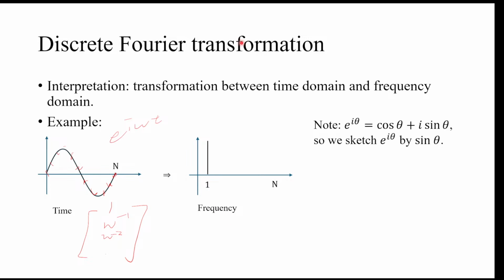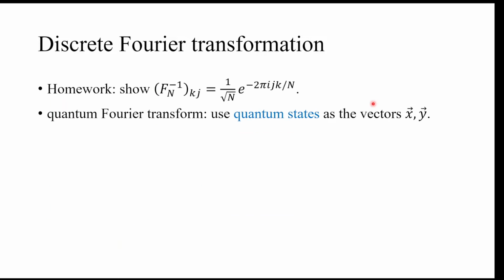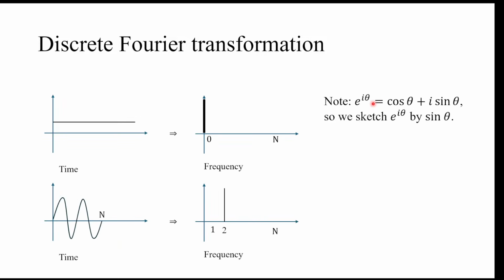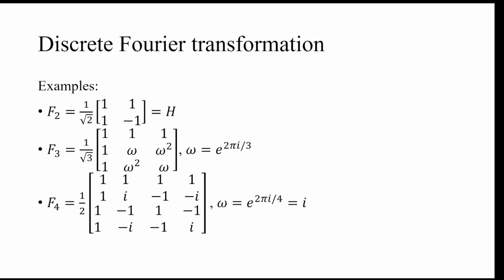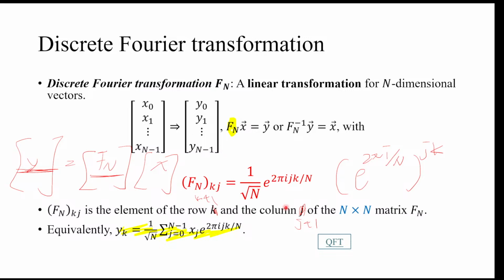For now we just need to know it's a very important transformation you can do, and it has a lot of mathematical applications. Anyway, what we really need to know is how it's defined. It's defined this way. It's a matrix with its kj-th element, with k, j index from 0 to n minus 1, being 1 over square root n times e to the 2 pi i jk divided by n.